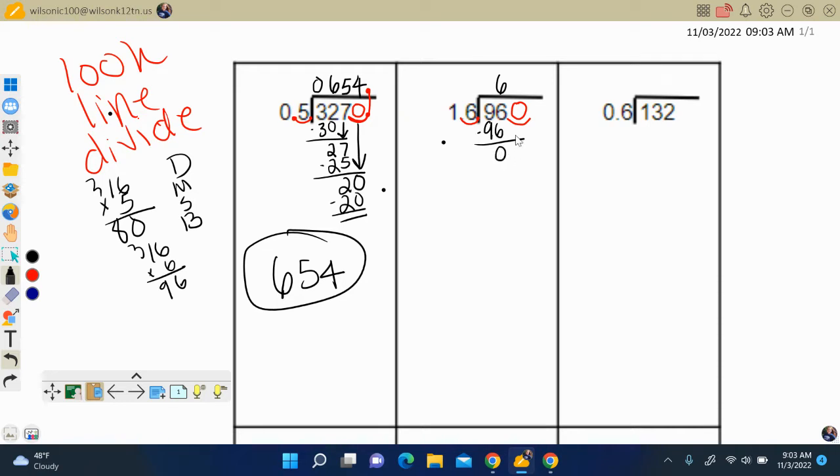Now we just subtract. Bring down the 0. 16 can go into 0 zero times. And my answer is 60. Super simple, just division. Let's do one more together, and then you can do the last 3 on your own.